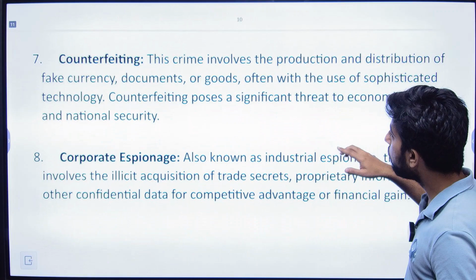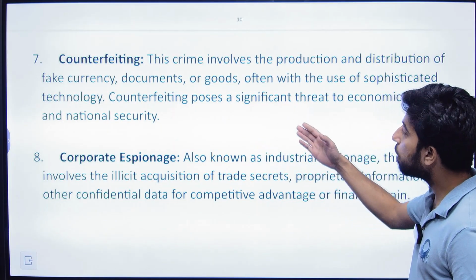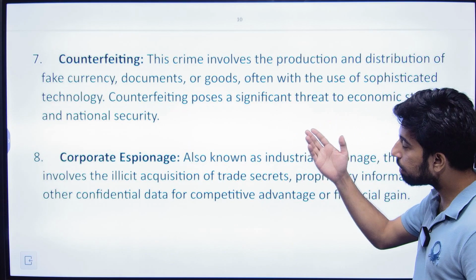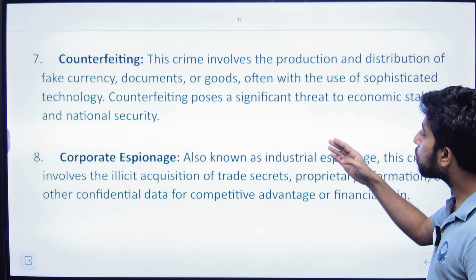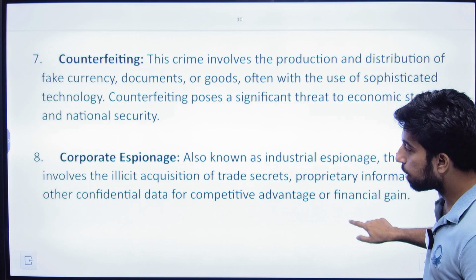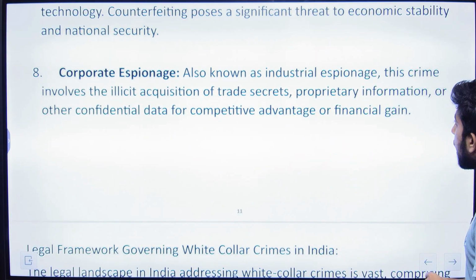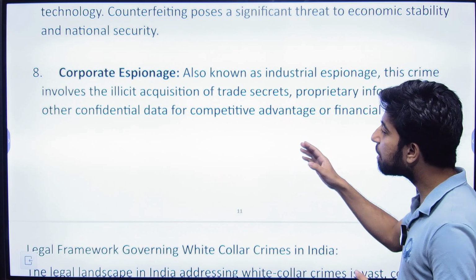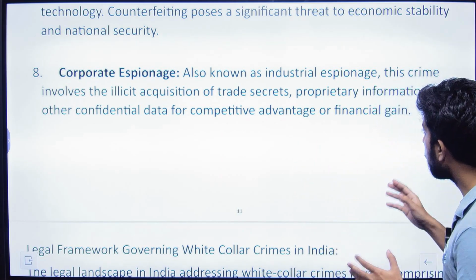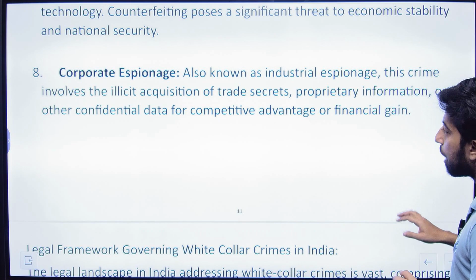Counterfeiting. This crime involves the production and distribution of fake currency, documents, or goods, often with the use of sophisticated technology. Counterfeiting poses a significant threat to economic stability and national security. Corporate espionage, also known as industrial espionage. This crime involves the illicit acquisition of trade secrets, proprietary information, or other confidential data for competitive advantage or financial gain.